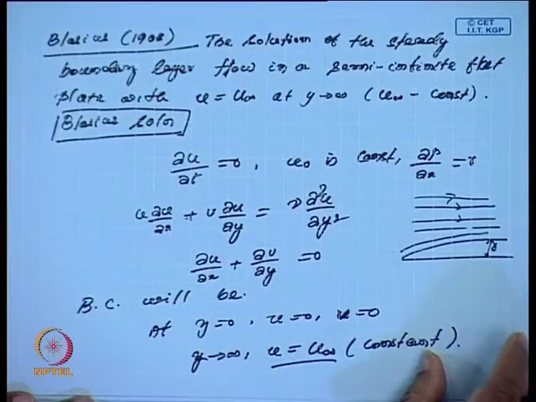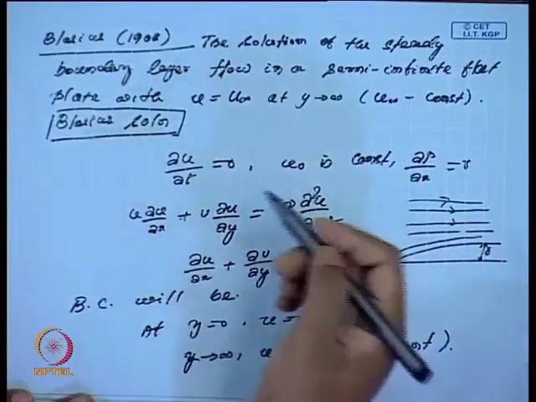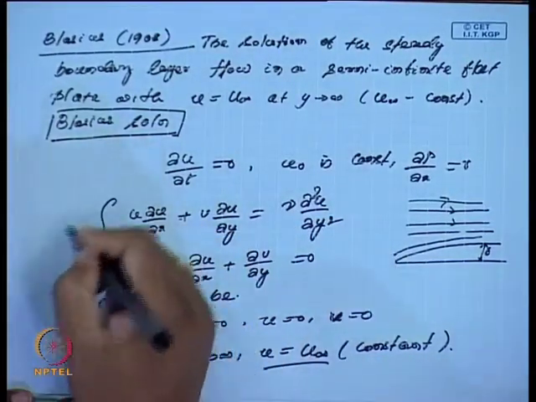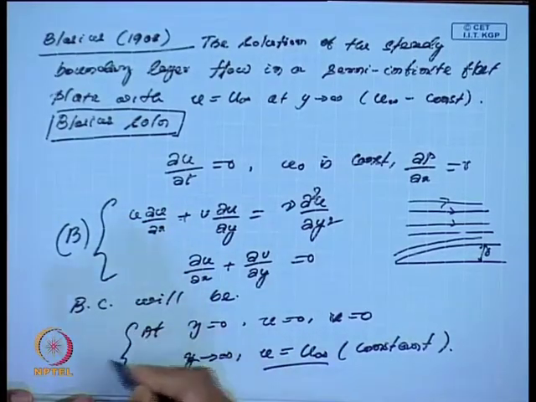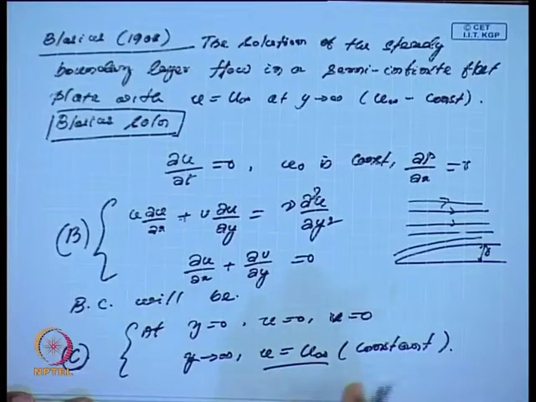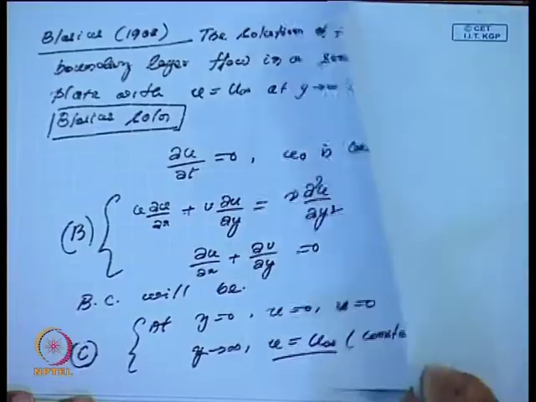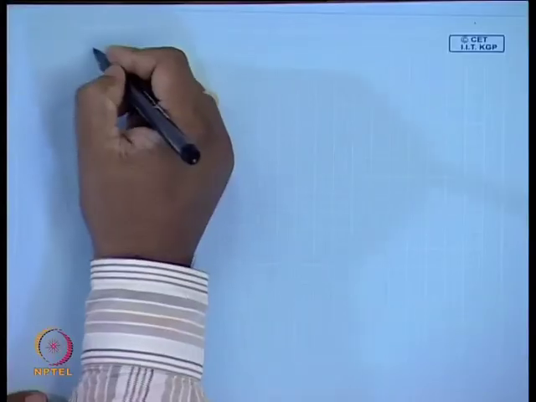Now, the solution of B subject to C: basically, I call this equation set B subject to conditions C. To obtain the solution of B subject to C, what will we do? Here we will follow the similarity method, and in the similarity method we will introduce the stream function psi.